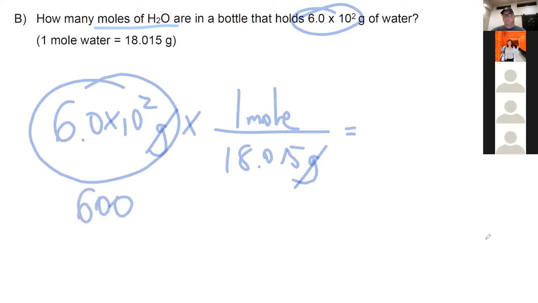But I'll get to that in a minute. All right, so what's my answer? My first attempt at an answer here. Is it 6.0 times 10 to the second mole? Well, I still have to divide by 18.015 grams. So 33.30, yeah, that's what I got too. I got 33.306 moles. So that's the unit that's left over.